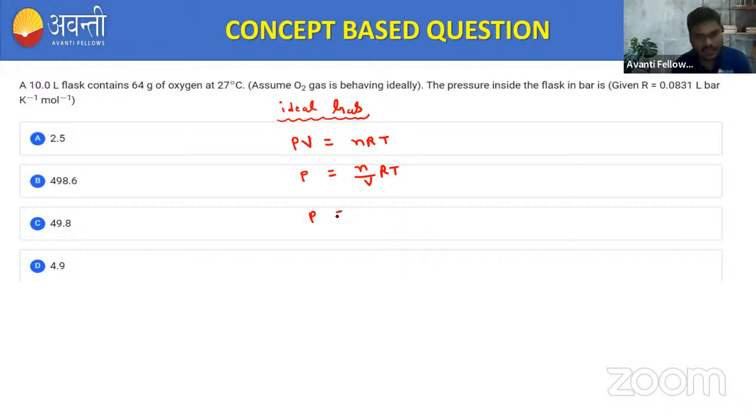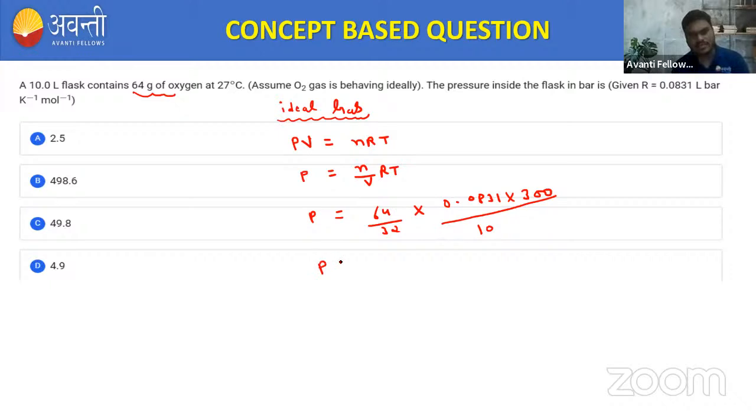Now, what is the number of moles? We can find the number of moles now. Number of moles is nothing but mass of the solid divided by the molecular mass. Here 64 gram of oxygen is given, so this will be 64, and O2 has molecular mass 32. What is R and what is T? R is 0.0831, and temperature is given in Kelvin, that is 300. The temperature is 27 degrees Celsius, so 27 plus 273 becomes 300 Kelvin. Now, what is the volume? Volume is also given, that is 10 liter of flask.